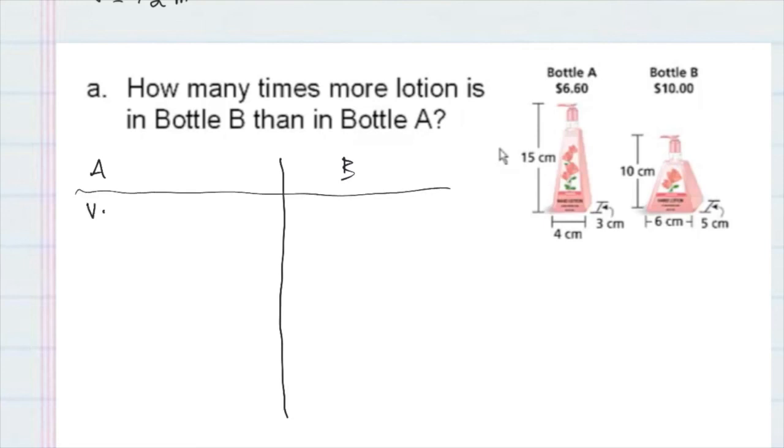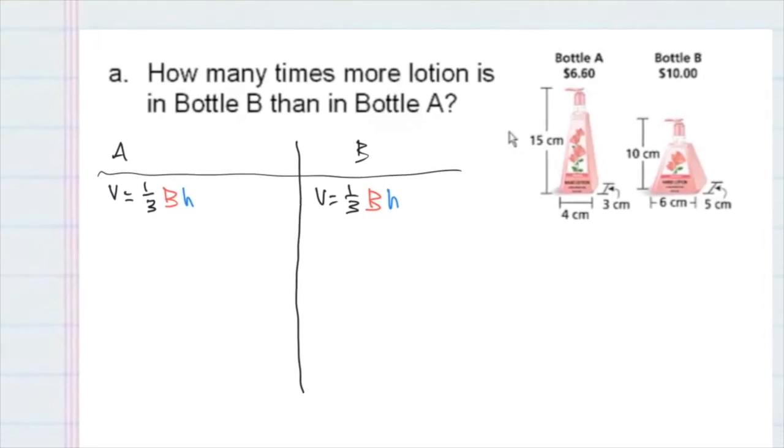Both of these are going to be using the same formula of volume equals 1/3 base times the height. And with problems like this, you can either do all of bottle A first and then all of bottle B, or you can kind of go each step with both bottles at once. I'm going to show you a different way to approach it, because typically I just do bottle A and then bottle B.